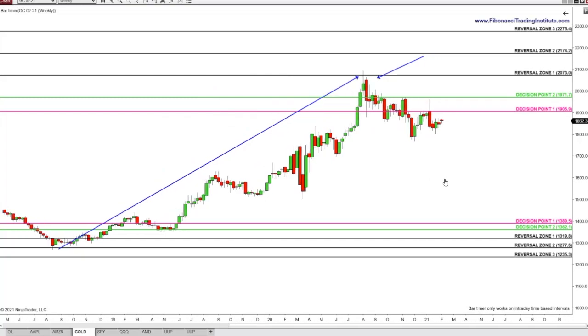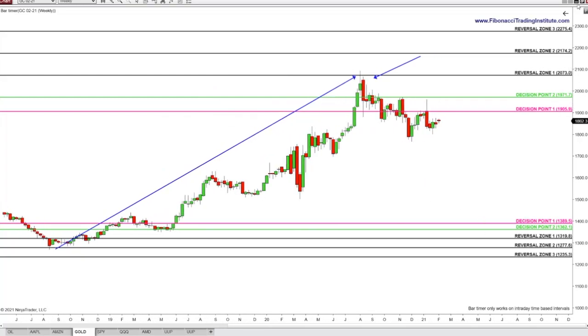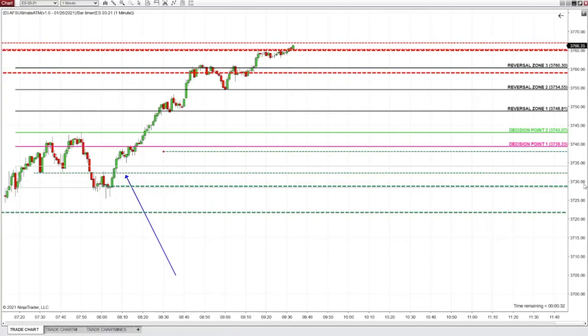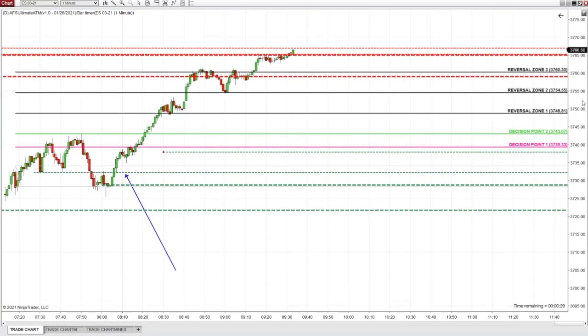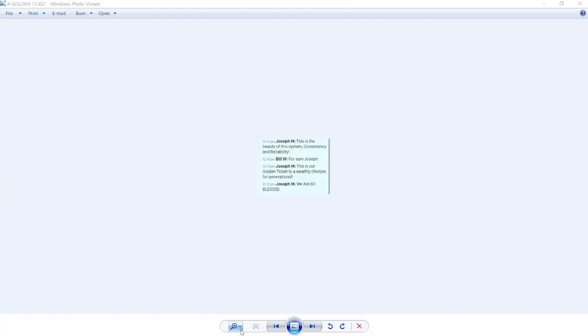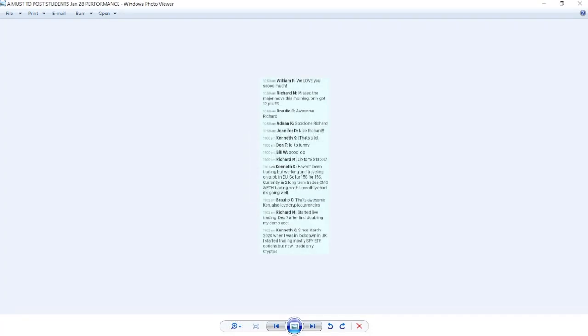And if you want to invest long term, buying the bottom and selling the top, and day trade with the Alpha Fibonacci system, with institutions and not against them, the sky is the limit, as traders share every single day in the Alpha Fibonacci room. So here is a post from our students from the trading room. In the month of January, as Joseph says, this is the beauty of the system: consistency and reliability. This is what students have done on January 28th.